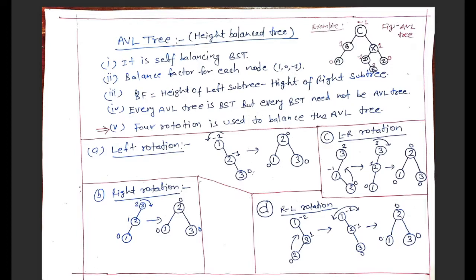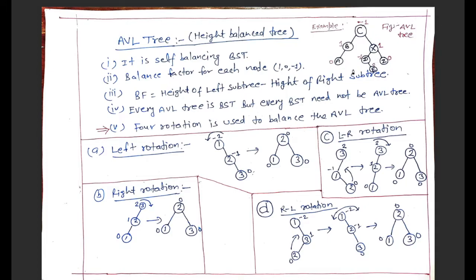How do you find out the balance factor? This is the formula. Balance factor equals height of the left subtree minus height of the right subtree. How do you find out the height of the left subtree and right subtree? You can see here in this example. This is one AVL tree.